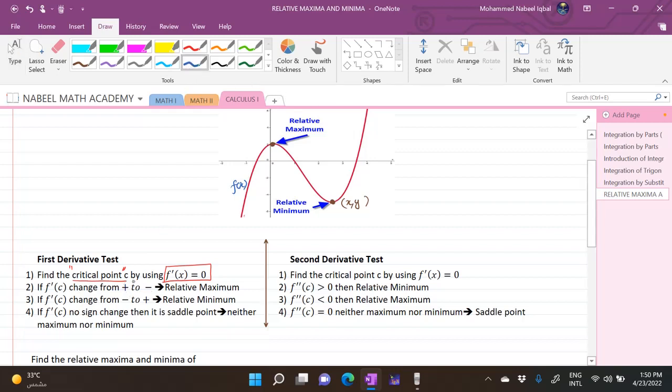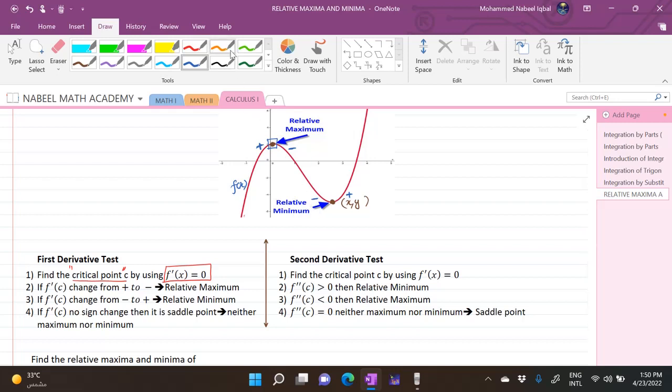If the sign is from plus to minus, it means the graph is going on increasing, and after attaining this point, it starts decreasing. So when f prime of x is changing from positive to negative, this is the maximum point. After this point it is going on decreasing, so here you will have a minus. After this point it starts increasing. Therefore, when you have a change from negative to positive, it is a relative minimum.